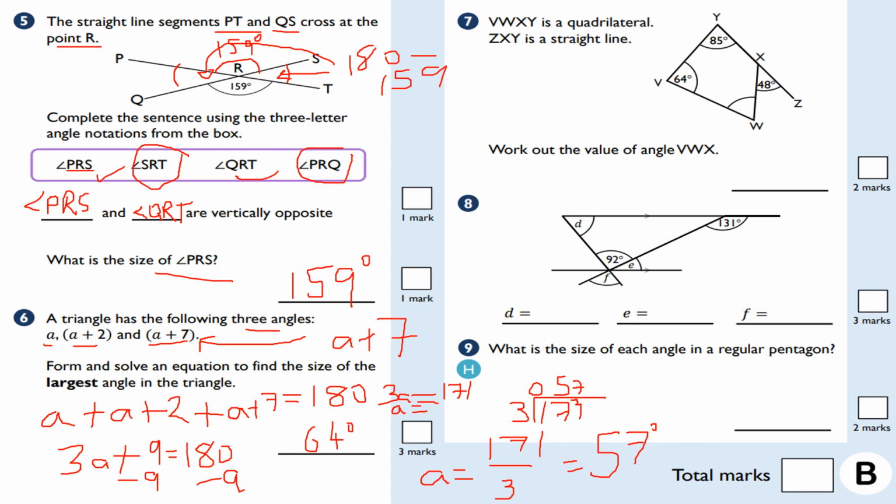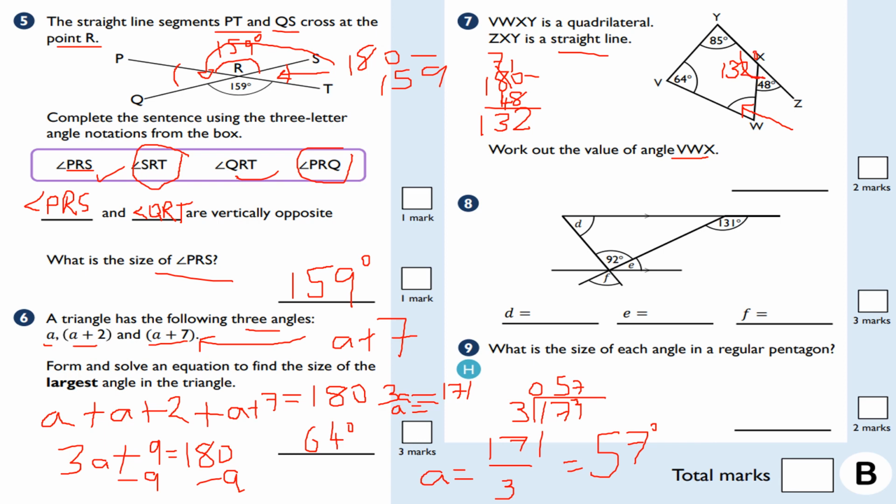Question number 7, guys. VWXY is a quadrilateral, ZXY is a straight line. Work out the angle of VWX. So it's this angle here that I've got to look for. Okay, so first of all, angles on a straight line add up to 180. So that's going to be 180 take away 48, for the first part. 0 take away 8, I can't do, so I have to borrow. That goes to 7, that goes to 1. 10 take away 8 is 2, 7 take away 4 is 3, and then you got 1 there. That's 132 degrees.